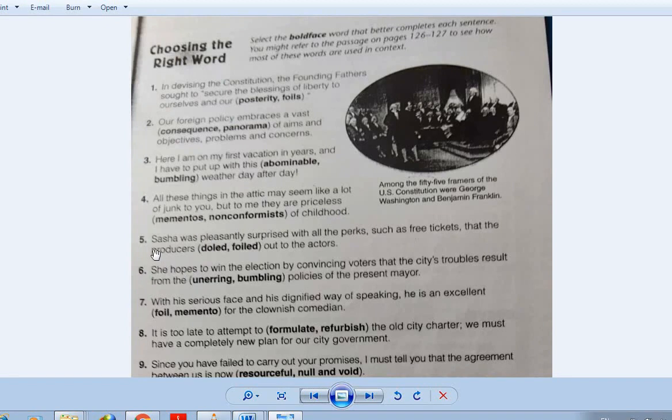Number 5, Sasha was pleasantly surprised with all the perks, such as free tickets, the producers doled or foiled out to the actors. These are advantages, extra items, free tickets, and so. These we consider them what? The producer doled or foiled to actors. Yes, they doled, they give, all right, like generous, they give small amounts.